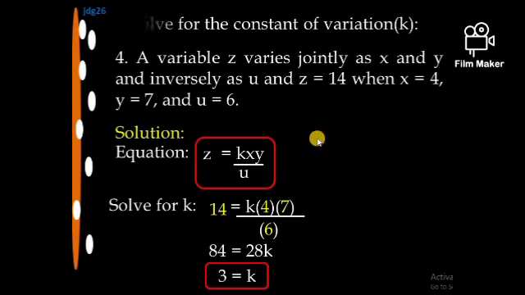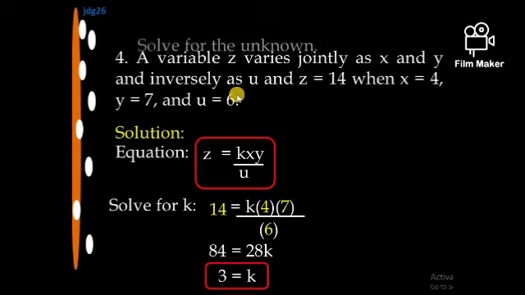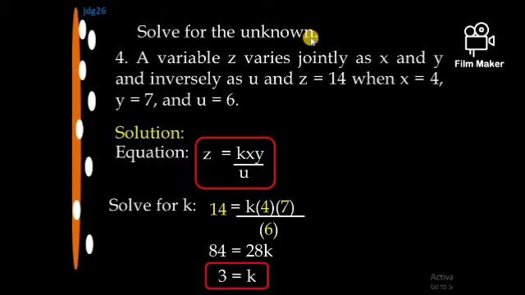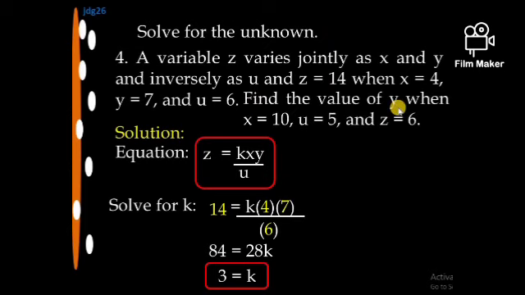So we have now the value of k. Now what if dagdagan natin yung given? So palitan muna natin ang ating instruction. Solve for the unknown. At dagdagan natin yung given. Find the value of y when x equals 10, u equals 5, and z equals 6. So, what if ganito na yung given?